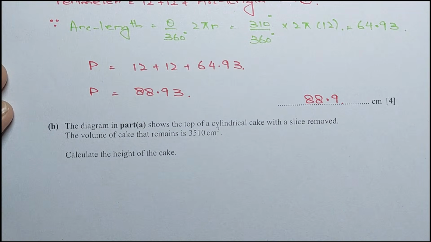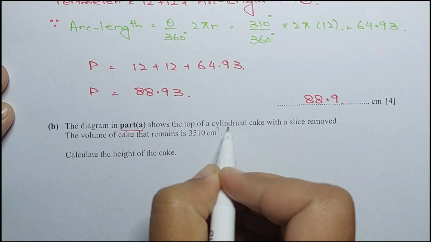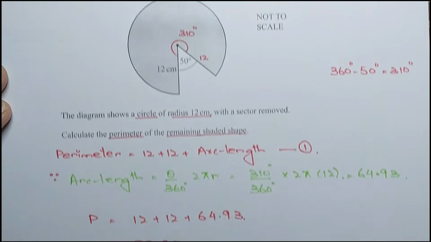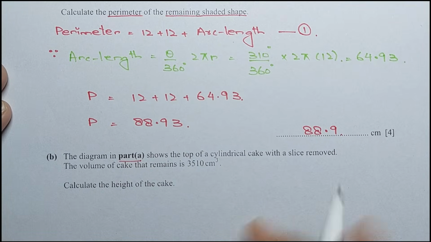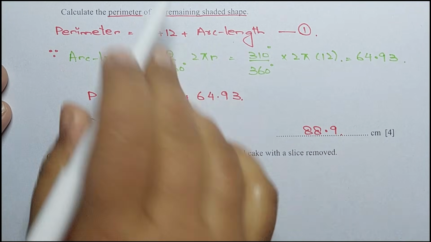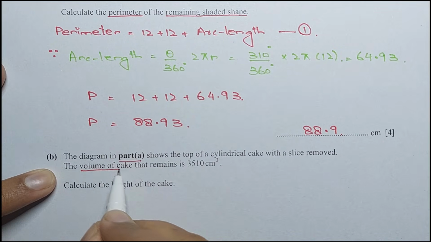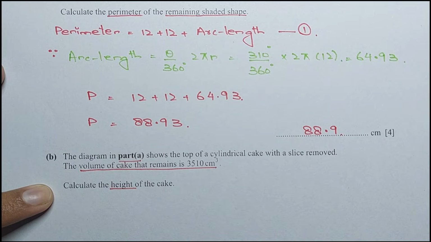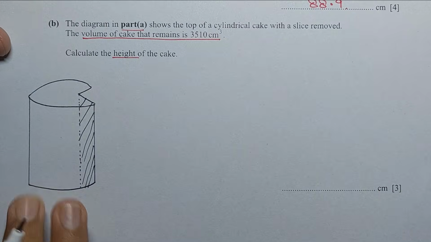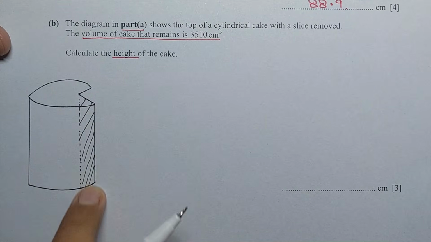All right. Now for part B, the diagram in part A shows the top of the cylindrical cake. This is the top of the cylindrical cake, okay, with the slice removed. This slice is removed from the cake. The volume of the cake that remains, the remaining volume, is 3510 centimeter cube. Calculate the height of the cake. All right. So let us visualize the situation. This is a shape of the cylindrical cake when one slice is removed.